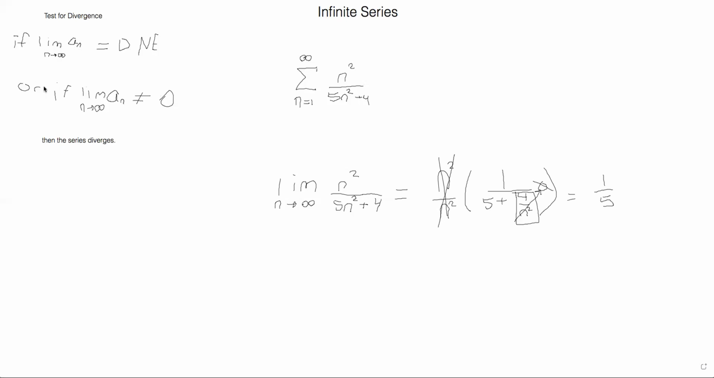The next one does. It says it also diverges if the limit does not equal 0. And this applies perfectly to our situation. Our limit does not equal 0. Our limit is 1/5. So that's how we know that this diverges, because we took the limit and we did not get 0. So we're 100% sure that this thing definitely diverges.